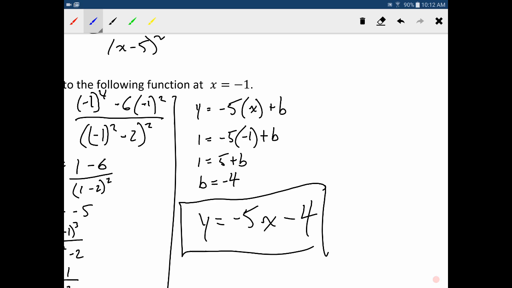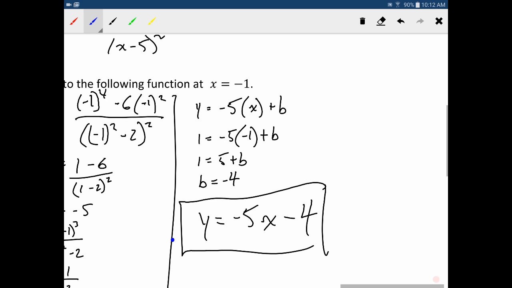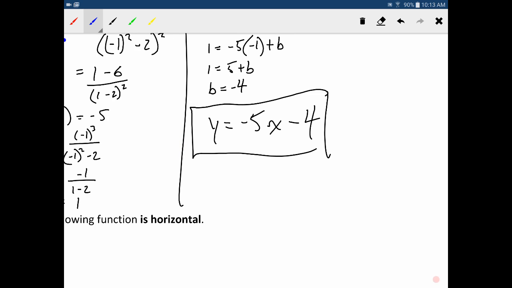Okay? So once we've done that, we've found our slope. Our slope was -5, so we've got y equals -5x plus b. And we sub in the point (-1, 1), which will allow us to find that b equals -4. So our equation is y equals -5x minus 4.